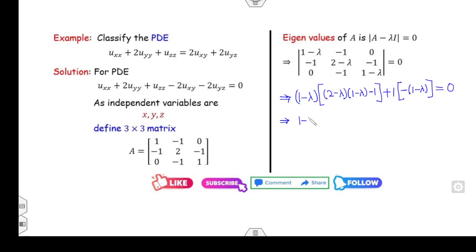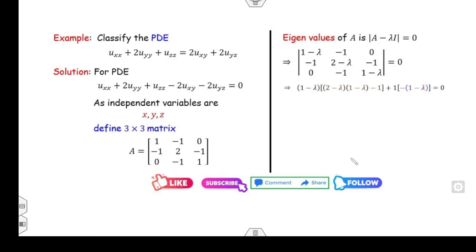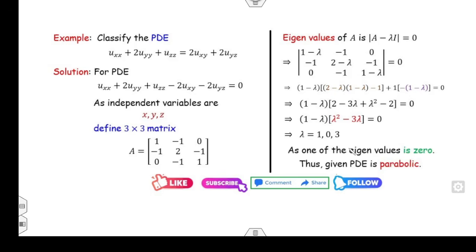Fine. अब you can see I can take 1 minus lambda as common. इसकी ब्रैकेट खोल दो. So that will be 2 minus 3 lambda plus lambda square minus 1. 1 minus lambda will be common. It's a -1. Fine. So that implies (1 minus lambda), 2 and 2 will be cancelled out. Lambda will be common, lambda minus 3. So what are the eigenvalues? Eigenvalues are 0, 1 and 3. So one of the eigenvalues is 0. Therefore, the given PDE is parabolic.